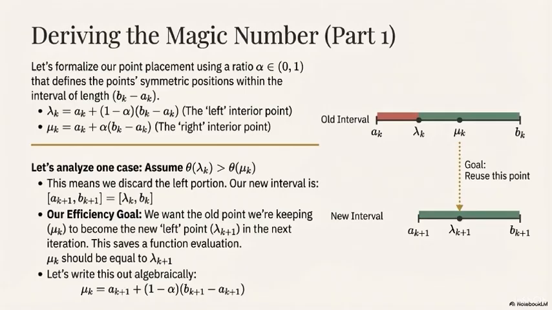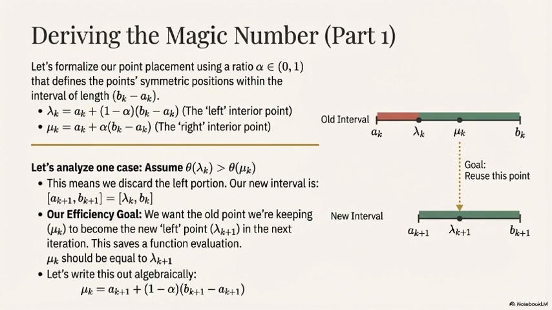Slide 4. Deriving the magic number. To turn our strategy into a repeatable algorithm, we need to formalize how we place our points. We do this by introducing a ratio, alpha, which is a value between 0 and 1. You can see the specific relations for calculating the left and right interior points in the formulas on this slide.